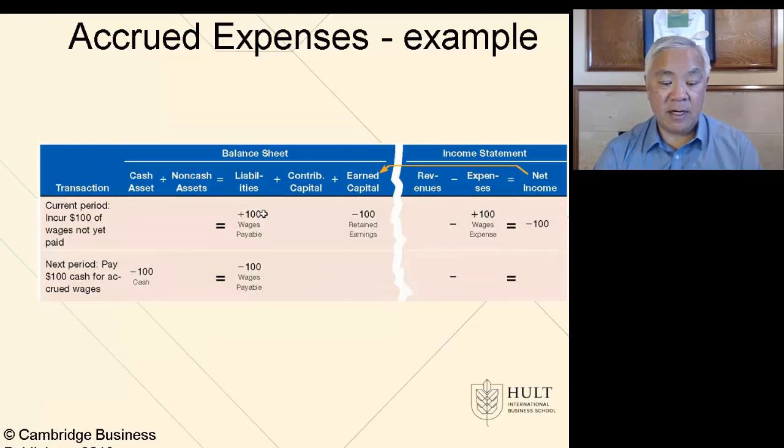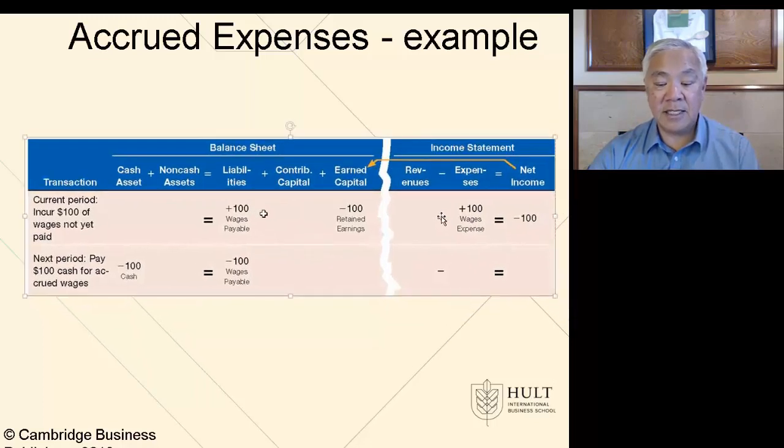Accrued expense, this is where we had wages in this example. We owe wages of $100, so our liabilities go up because we owe somebody money. Our expenses go up by 100 because it's an expense. And when we get around to paying our employees, I hope it's not too long, cash goes down 100 and our liability goes down by 100.